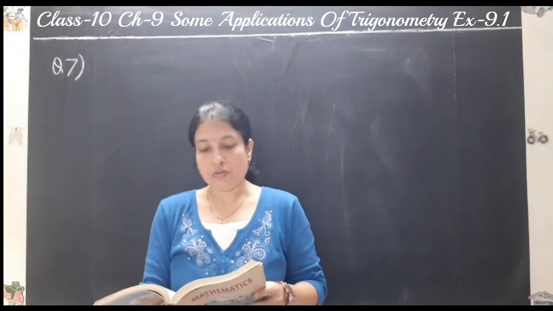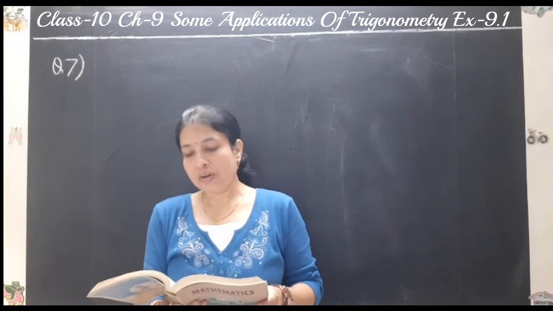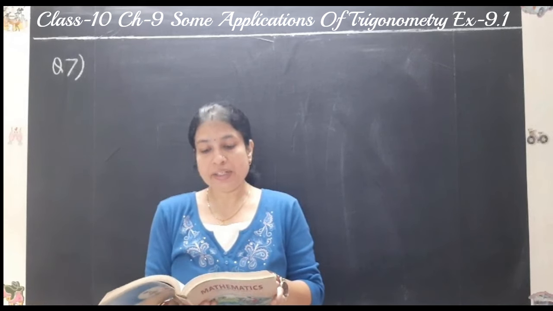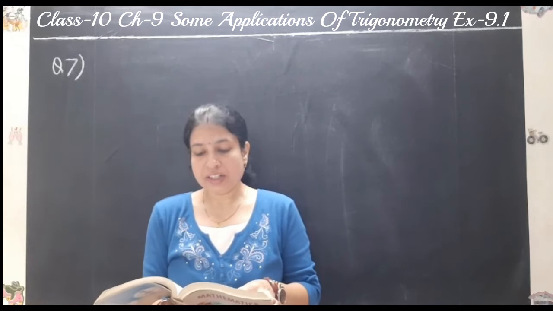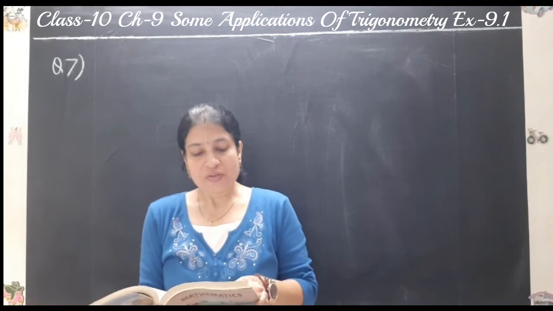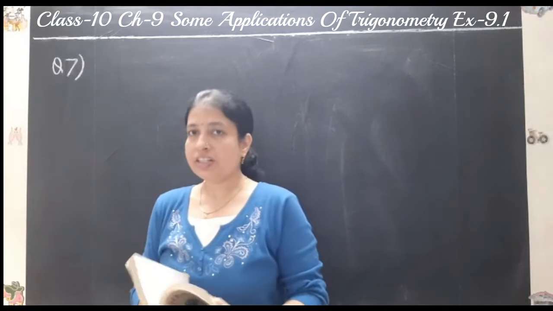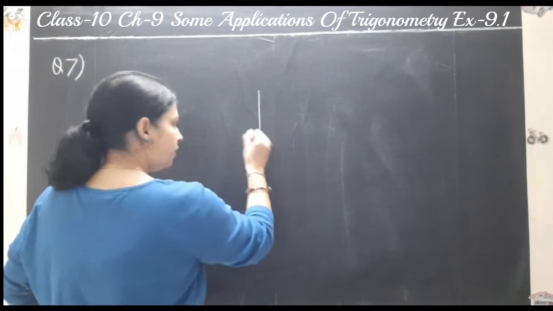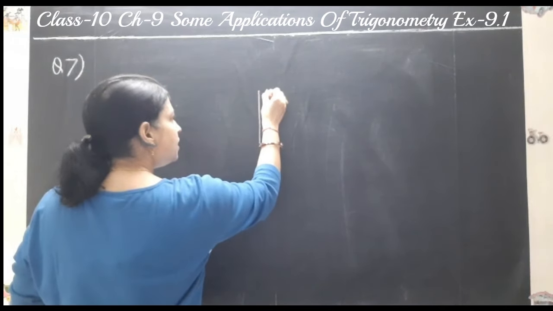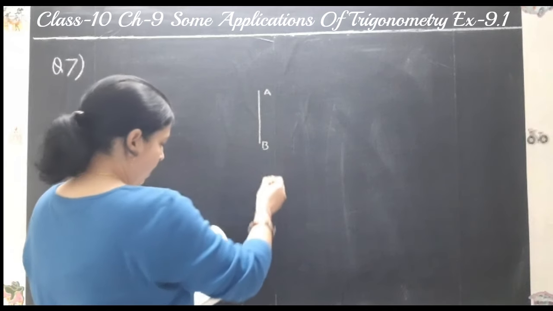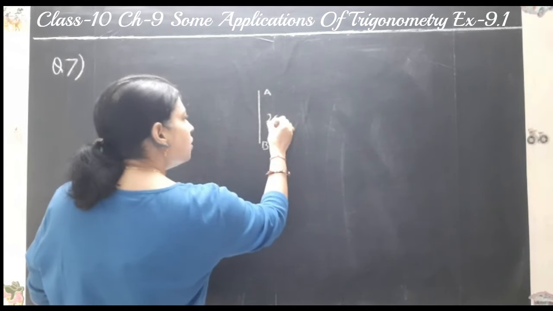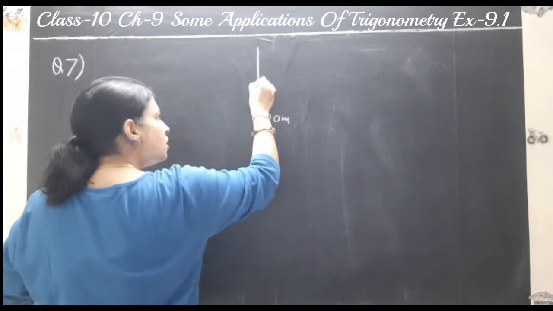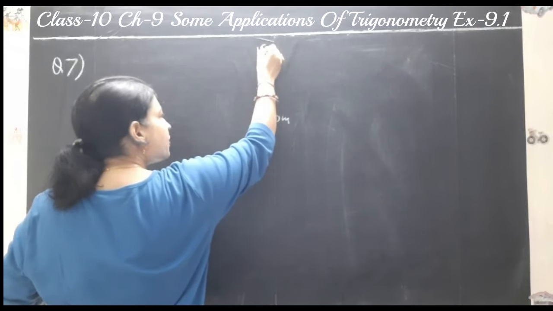From a point on the ground, the angle of elevation of the bottom and top of a transmission tower fixed at the top of a 20-meter high building are 45 degree and 65 degree respectively. Find the height of the tower. Okay, let us draw a diagram. Here what is given? Here a building is given. Suppose this one is A and this one is B. And the height of this building is given as 20 meter. And here a tower is fixed. Suppose this one is C.